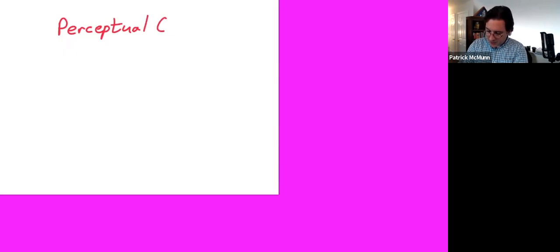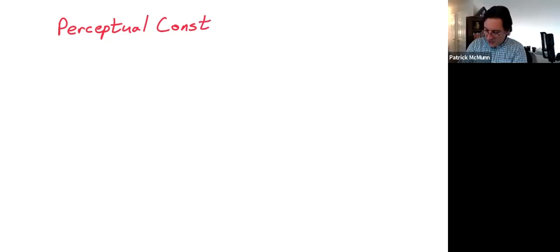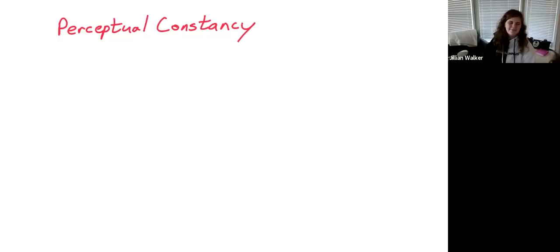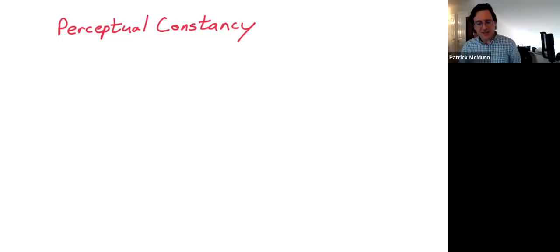Constancy. The screen is flashing purple. Yeah, I see that. I'm not sure what's going on. It seems to be on the Zoom side. It did that for my last class, but you can still see my writing on there, correct? Yeah.